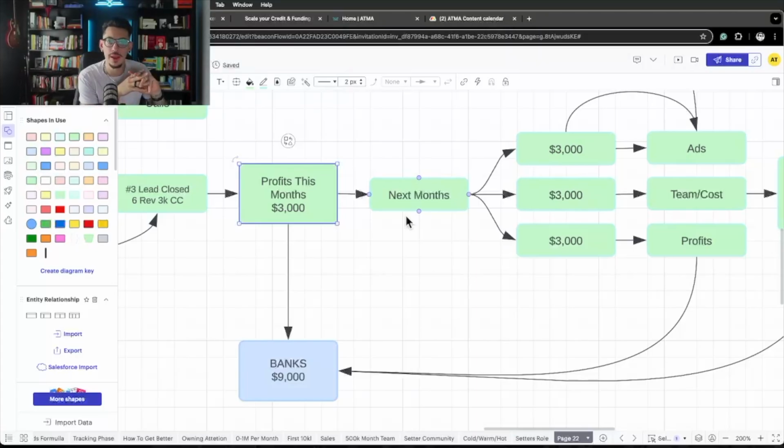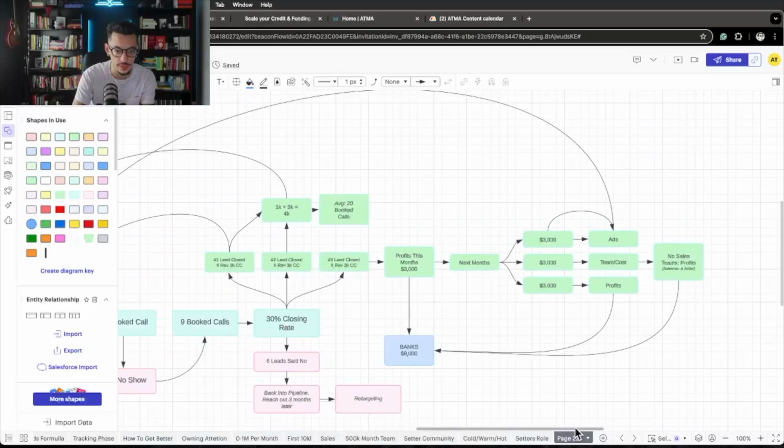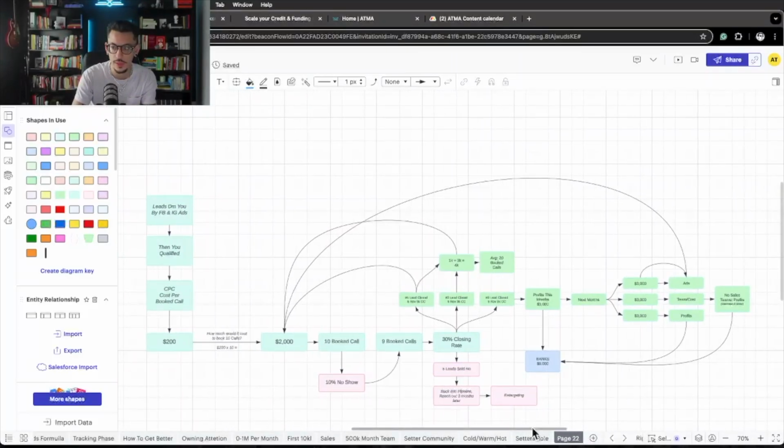I rarely recommend starting with a big team unless they're all very highly skilled and you can trust them, then by all means. But trying to do your own setting and your own sales calls in 0 to 30K months is totally doable. But once you get to a certain point, you need to delegate setting because it's gonna become a pain in your ass. I promise you, it's very annoying. So yeah, everyone, that's pretty much what this becomes.